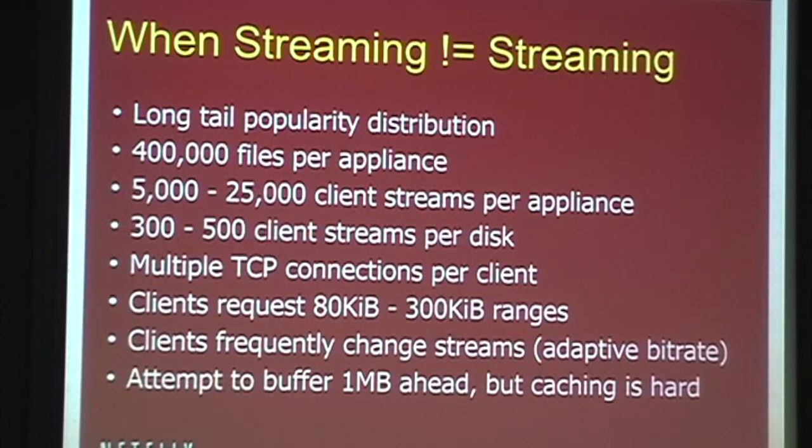Also, due to the adaptive bitrate streaming nature of clients, they fairly constantly switch bit rates. Clients streaming from a stream can switch to either a higher bit rate or a lower bit rate almost any time. Again, we try to minimize that, but because the network conditions are unstable, clients switch around quite a bit. We attempt to buffer 1 megabyte of content ahead of each request, but caching is hard, both due to clients switching away and due to the fact that we have an extremely long popularity tail.